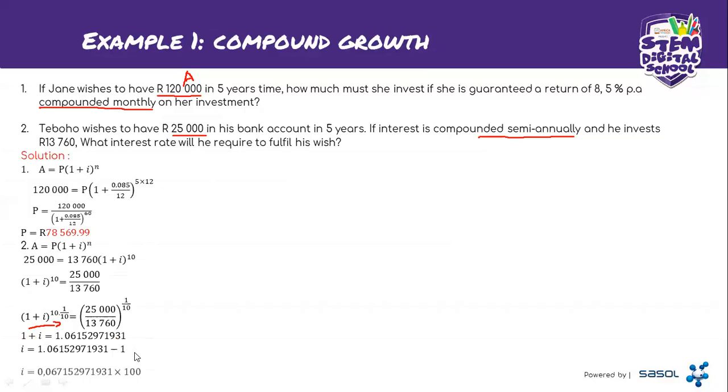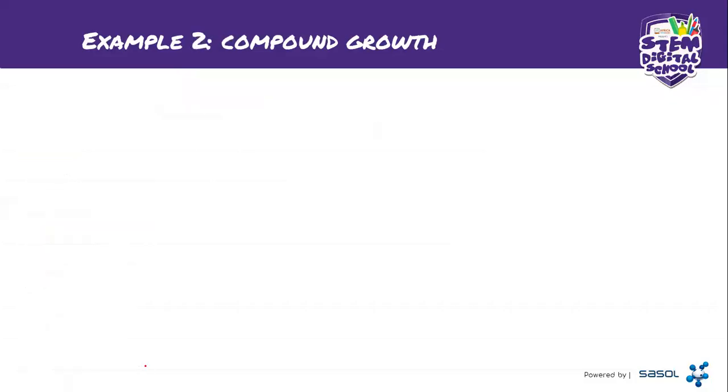And then here we did it. After we have minus 1, then we're going to get 0.067152971931. Done. Since we have to calculate the percentage, then we have to multiply with 100. Then our percentage now is 6.7%. All right, 6.7%. So that's how you should calculate interest rate under compound interest. I hope it makes sense. It's very interesting. Let's proceed.